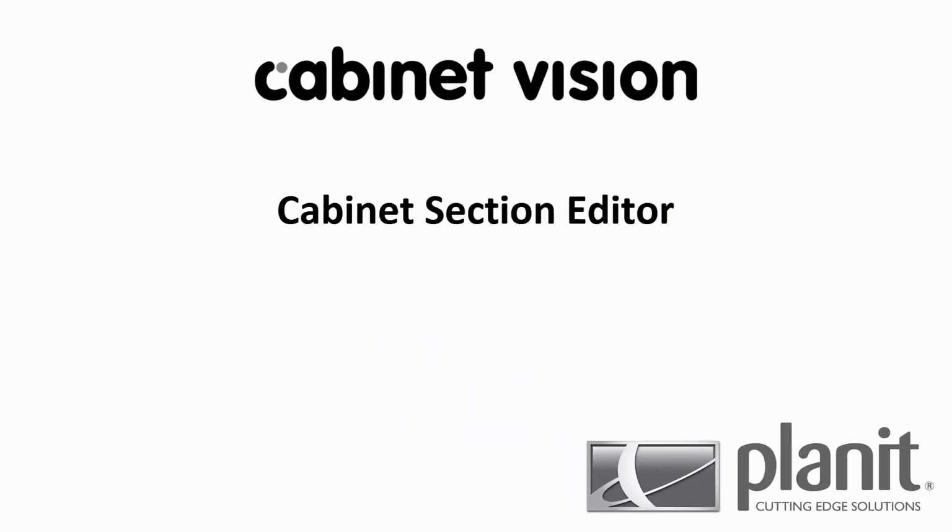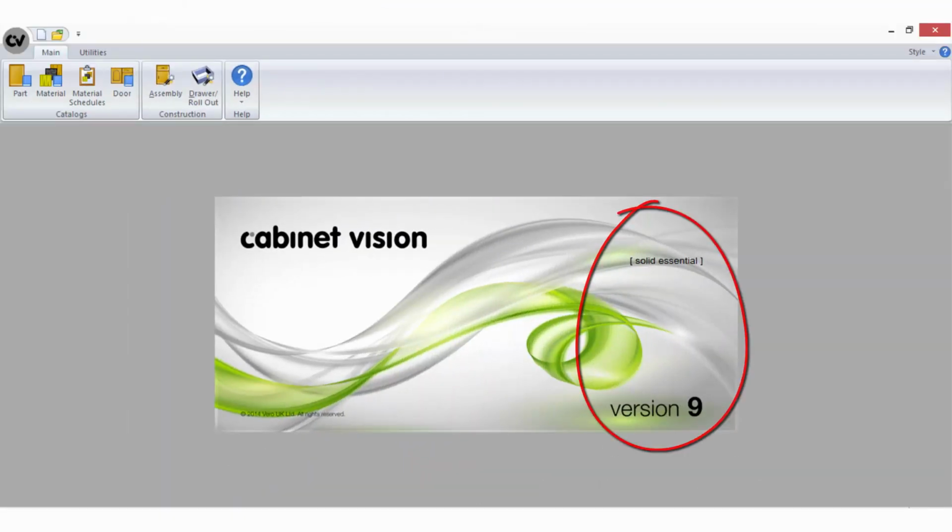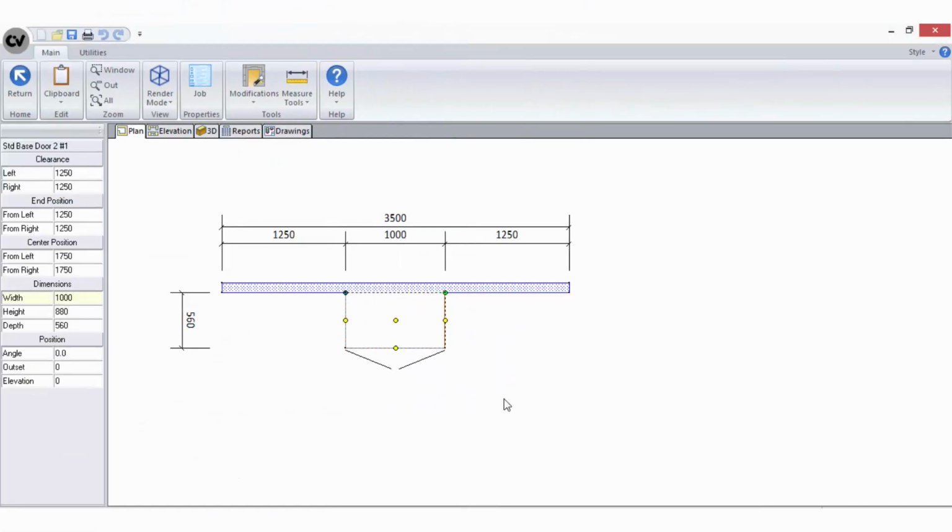Welcome to our tutorial on the Cabinet Section Editor. Here I am using Cabinet Vision Solid Essential version 9. We all know an assembly's position and size can be edited whilst in floor plan or elevation.